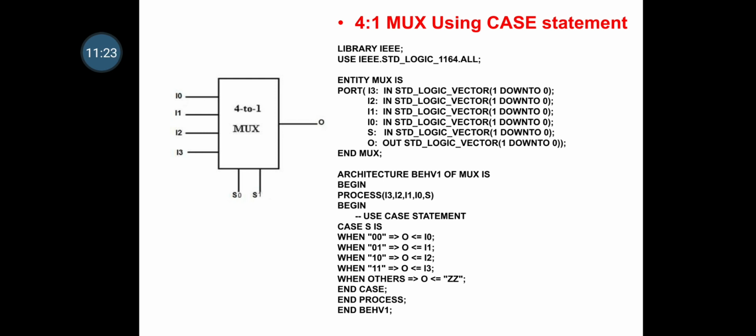Now you have to check here, since I am using 2 bits, 0 0, 0 1, every 2 bits I have used in double quotes, and if you are using a single bit, then single quote. This is what you have to remember. And then the last statement, when others, the output will be ZZ. ZZ means high impedance. So end case, and then end process and end behavior. So this is how you are going to use the case statements.